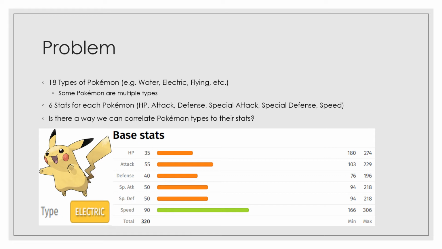There are 18 total types a Pokemon can be, and a Pokemon can be multiple types. These types include water, electric, and even flying. There are 6 stats that a Pokemon has. These stats are HP, attack, defense, special attack, special defense, and speed. The question that I seek to answer today is: is there a way we can correlate Pokemon types to their stats?